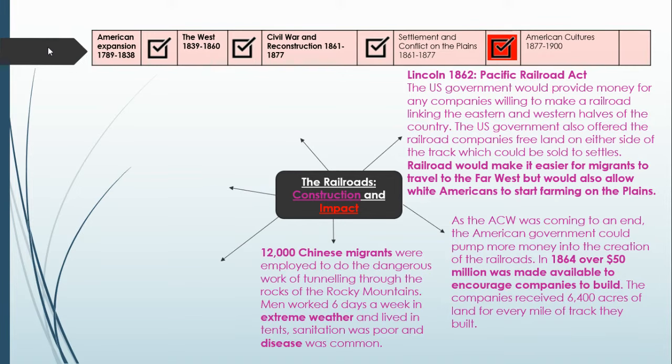The final point on construction is that 12,000 Chinese migrants were employed to do the dangerous work of tunnelling through the Rocky Mountains. So these men worked in extreme weather, they had disease, they lived in appalling conditions, they worked 6 days a week, and these were the people that really suffered during the construction. They were paid very poorly as well, so it was constructed predominantly by Chinese migrants. The railroad opens in 1869, so 4 years after the American Civil War.